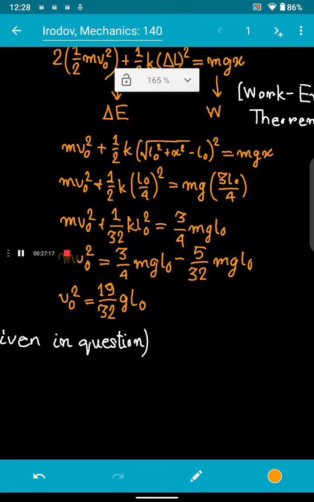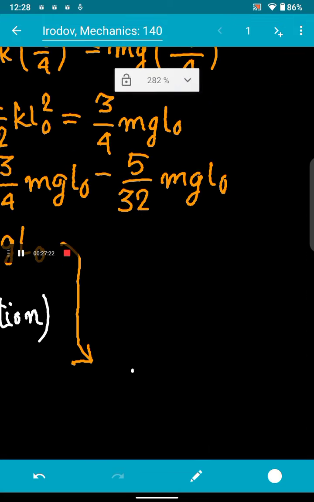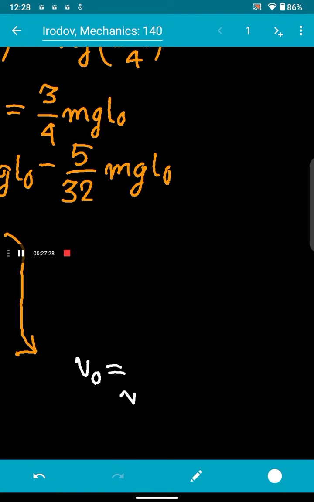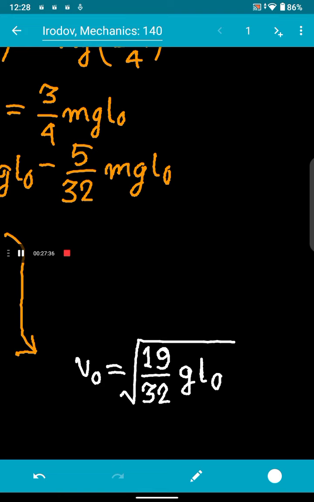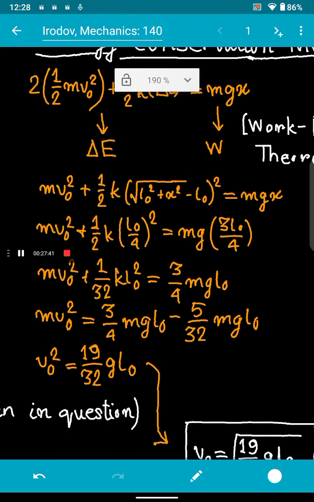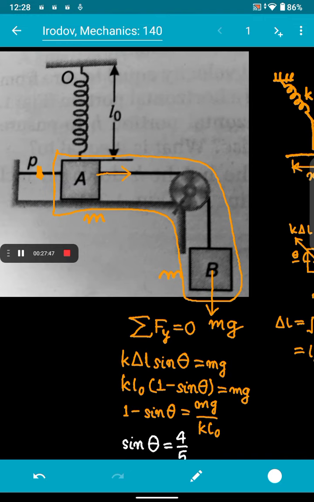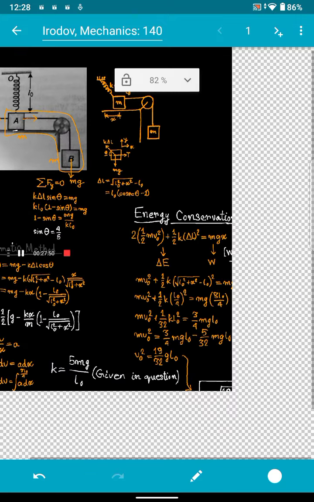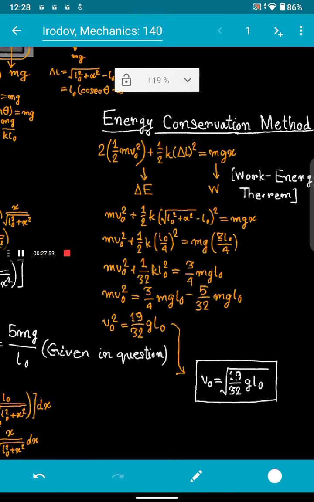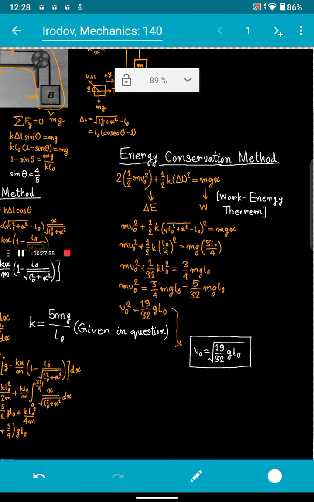Okay, so let me write the final answer from this method here. I mean, they both are the same obviously, but for a good looking note, let me write it like that. This is gL0, and again that is our final answer. That's the velocity of the block B when block A just loses contact with this surface. So that's basically your v0, that is root of 19 by 32 gL0.